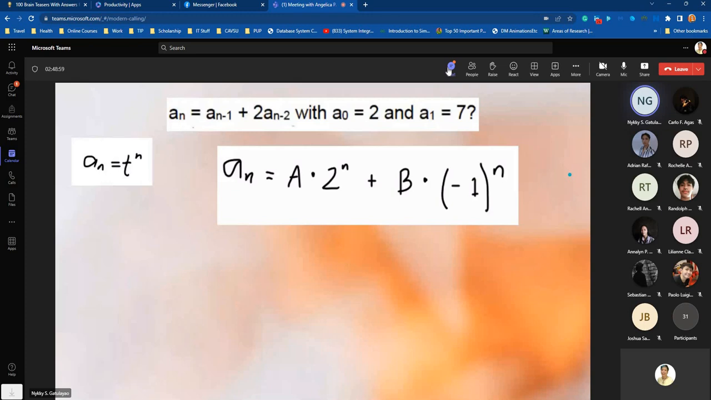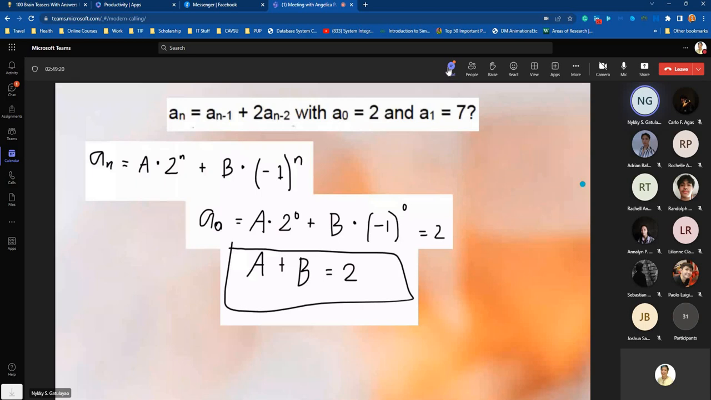So the goal becomes finding A and B, which we can find because of our initial conditions, where the zeroth term is 2 and the first term is 7. So we note that a sub 0 is A times 2 to the 0 plus B times negative 1 to the 0, which is supposed to be equal to 2. Let's simplify the equation. That gives us the equation A plus B equals 2.